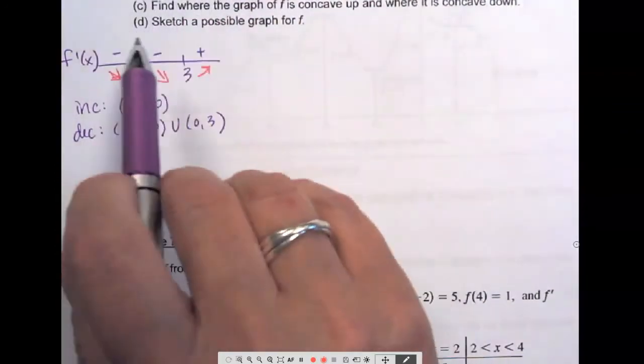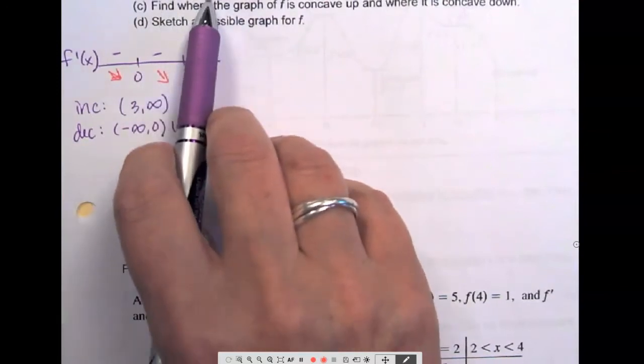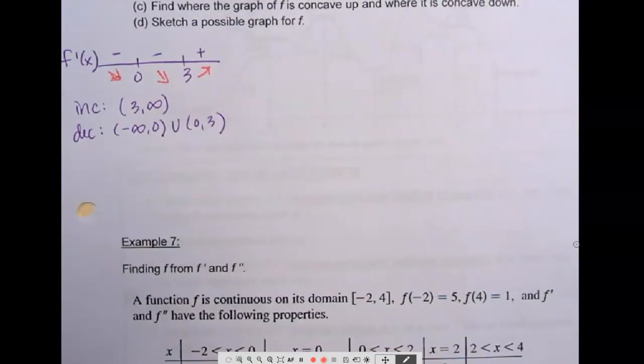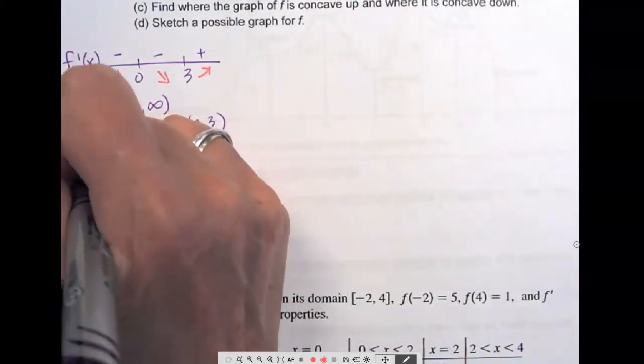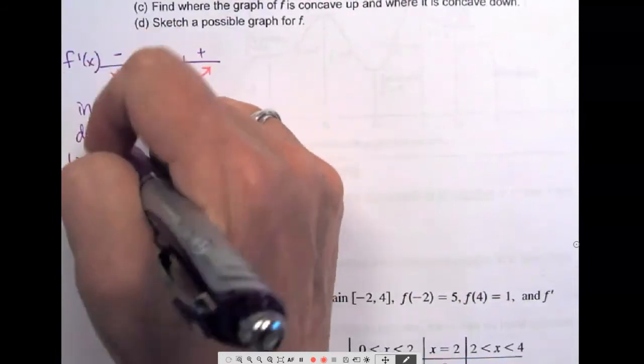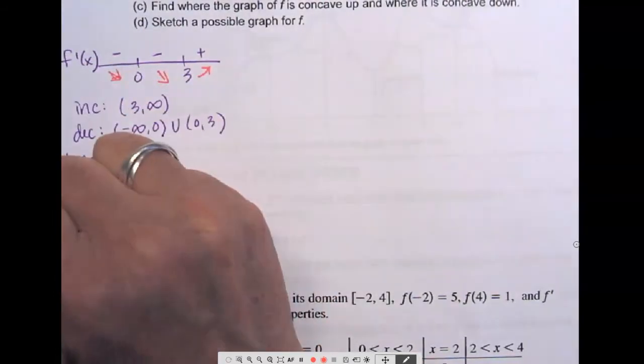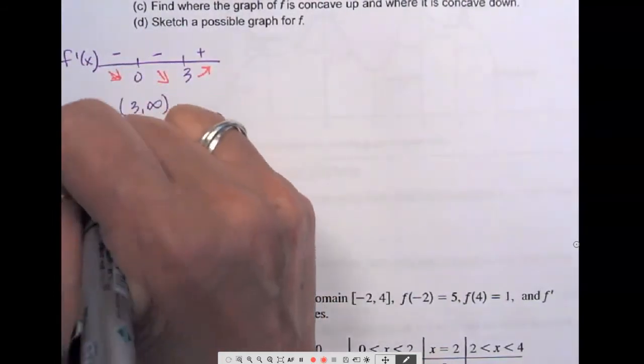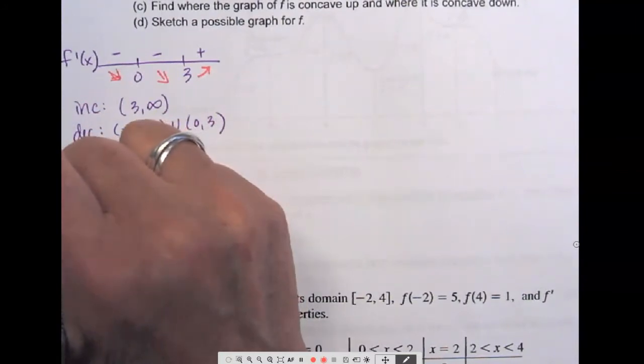Okay, so now I'm kind of working backwards. I did B first. Now I'm going to answer A. Where are the extrema? Min at 3. And I know it's a... Actually, I don't... It would have to be an absolute.